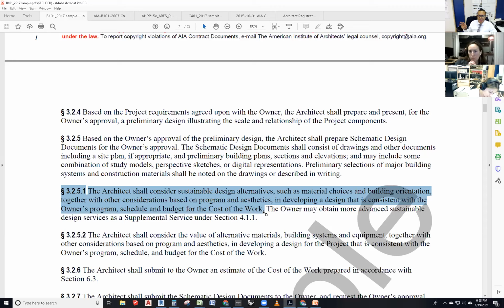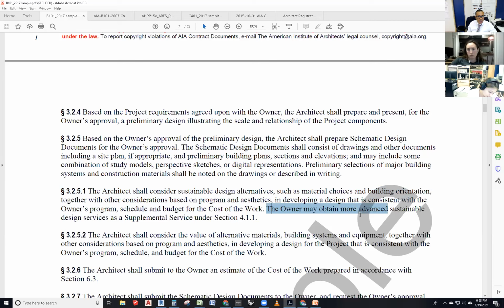It does say aesthetics. That's kind of secondary. Program, schedule, and budget. It's what we're trying to meet in here, all right? So all of these design moves that are sustainable gotta relate to cost, schedule, and program.